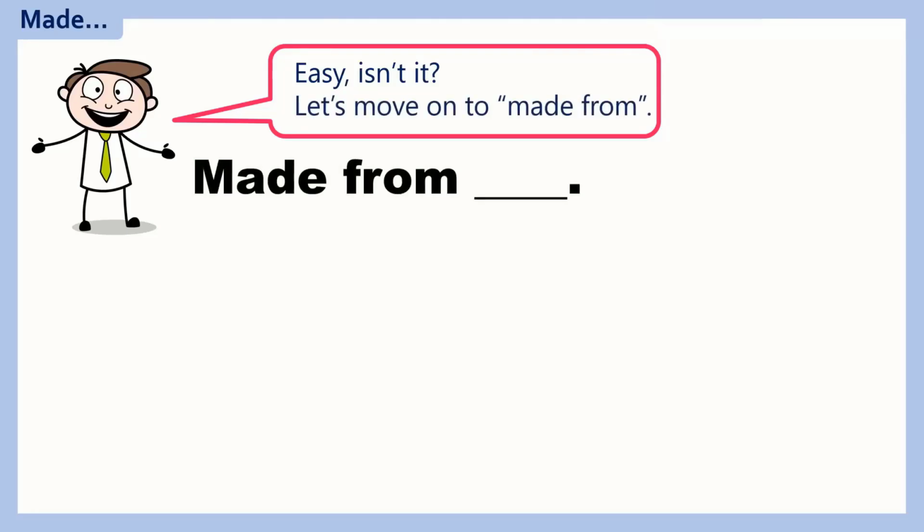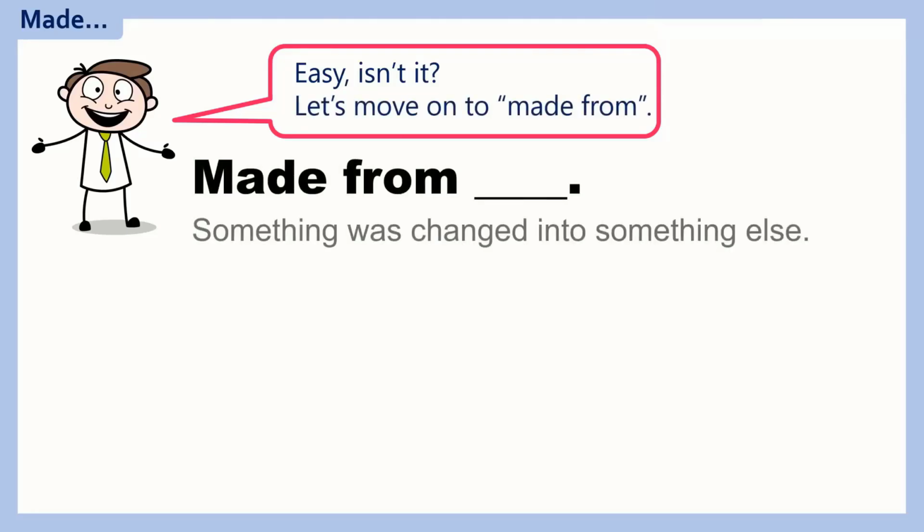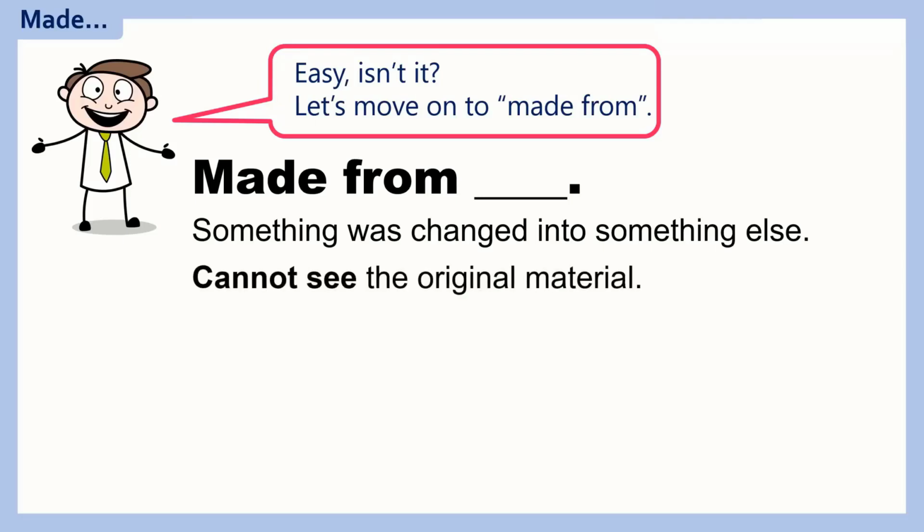Now let's move on to made from. Made from means that something was changed into something else. So you cannot see the original material. So that's the difference between made of and made from. Made of you can see, made from you cannot see the original material. So from X to Y there is a lot of change.